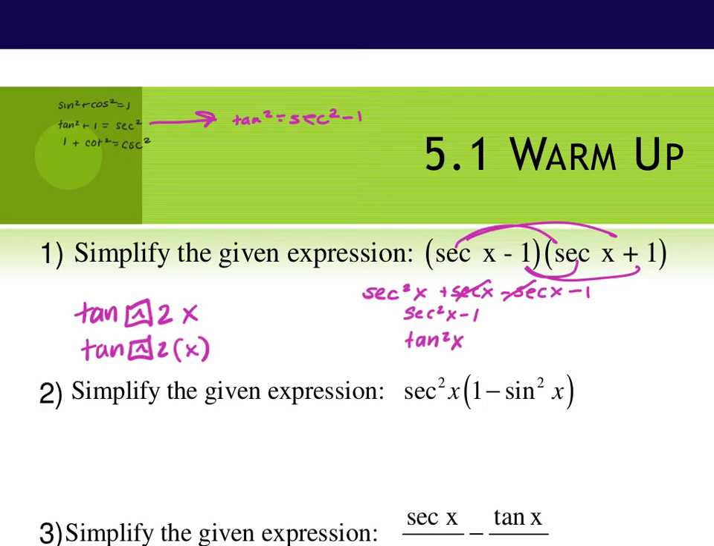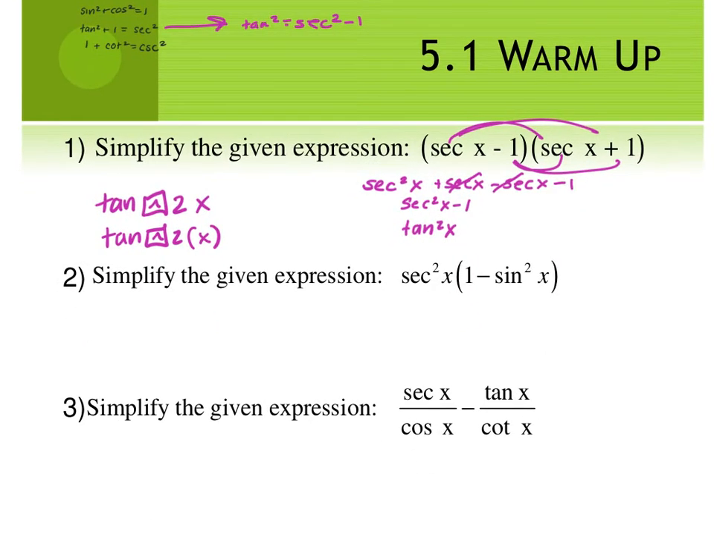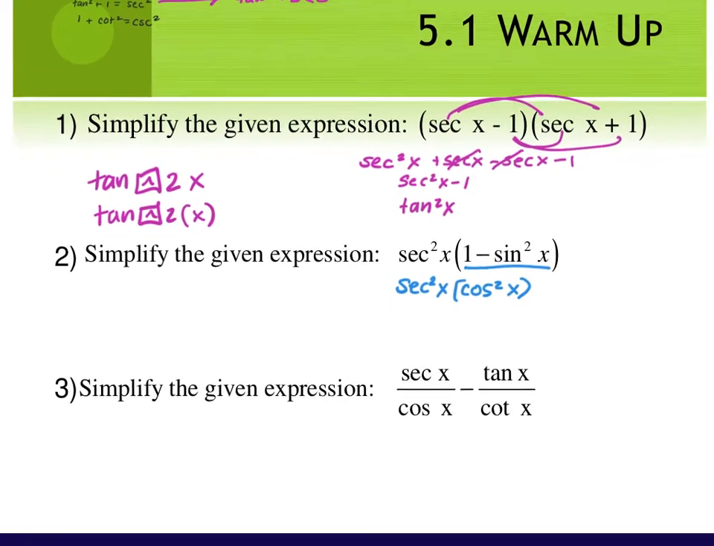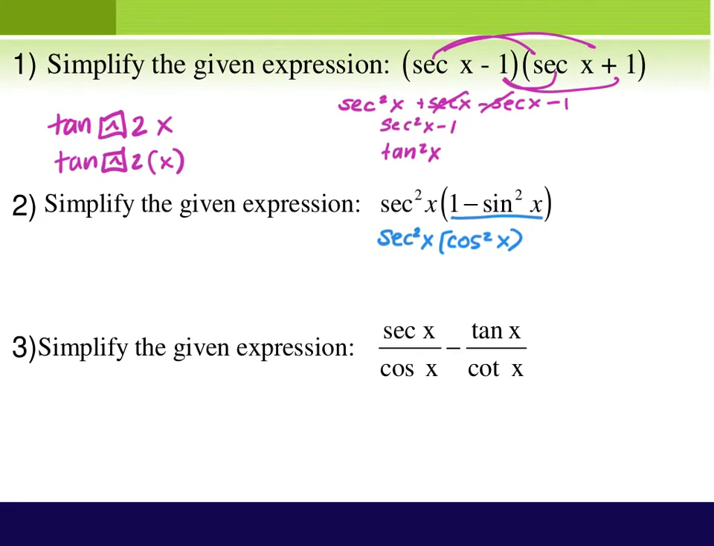Number 2 says simplify the given expression, secant squared x times 1 minus sine squared x. So what can I do here? You can switch out the 1 minus sine squared to cosine squared. Right, good. And then you can flip the secant, like 1 over cosine, and then cross multiply. Good. And 1 is as simple as it gets.